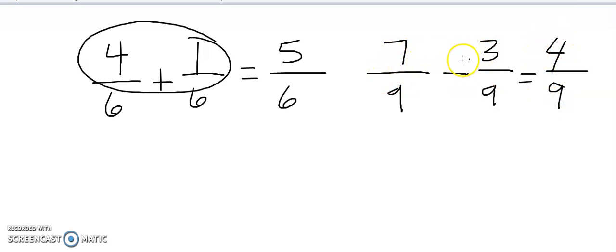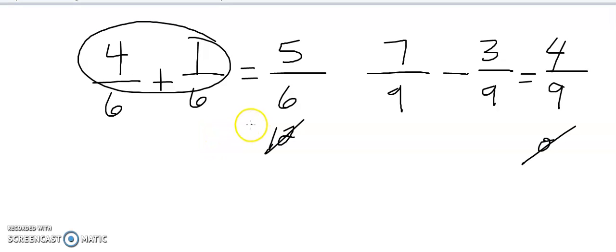So again, remember, the rule is if the denominators are the same, they stay the same. We do not subtract them. So we can't say 6 plus 6 gives me 12, or I cannot say 9 minus 9 makes 0. The denominators always stay the same.